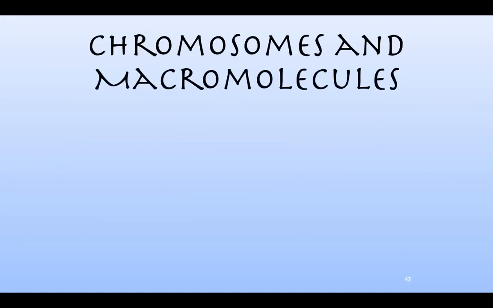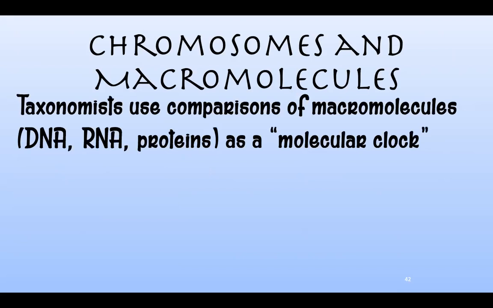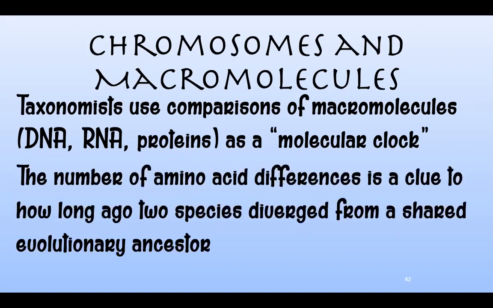And the last category that we look at to develop a phylogenetic tree are chromosomes and macromolecules. So the chromosomes, obviously, we know what those are. The macromolecules are going to be DNA, RNA, and proteins, and we use them as a kind of molecular clock. The number of amino acid differences is a clue to how long ago two species diverged from a shared evolutionary ancestor. So again, when you look at a phylogenetic tree, and they're usually shaped something like that, you get branches that come off, whatever.